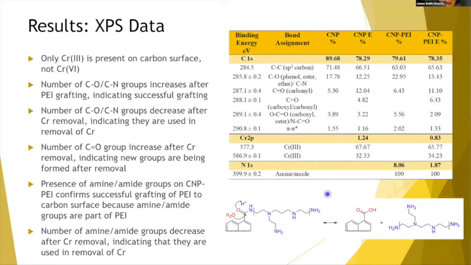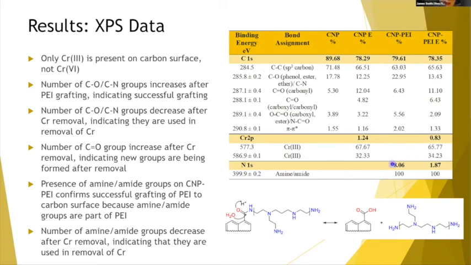Then this mechanism is for CNP-PEI at pH 2. As you can see, the amide groups are undergoing acid hydrolysis to form carboxyl groups in their place. This is supported by our N1S data where the number of amine/amide groups is decreasing after absorption of chromium 6.